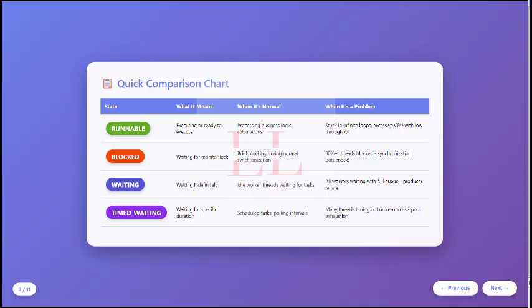And timed waiting is normal for scheduled tasks and polling intervals. It's a problem when many threads are timing out on resources. That's pool exhaustion. The key is understanding the context. The same state can be perfectly normal in one scenario and a critical issue in another scenario.